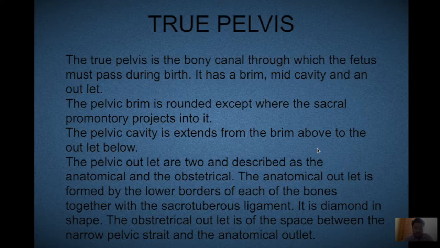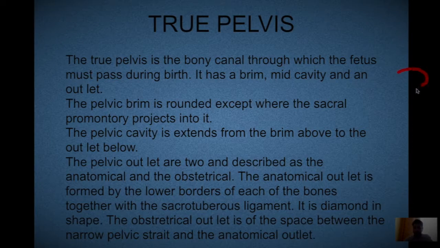The pelvic cavity extends from the brim above to the outlet below. The pelvic outlets are two and described as anatomical and obstetrical. So there are two differences. The anatomical outlet is formed by the lower border of each of the bones together with the sacrotuberous ligament. It is diamond in shape, and the obstetrical outlet is the space between the narrow pelvic striate and the anatomical outlet. So here we have said that there are two types of the pelvic outlet, anatomical and the obstetrical outlet. So pay your attention here.